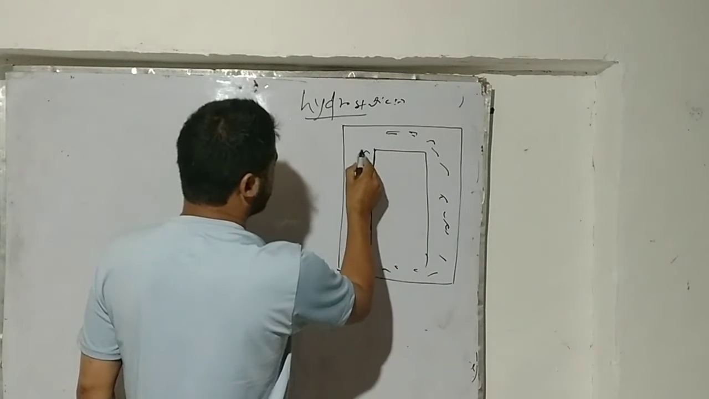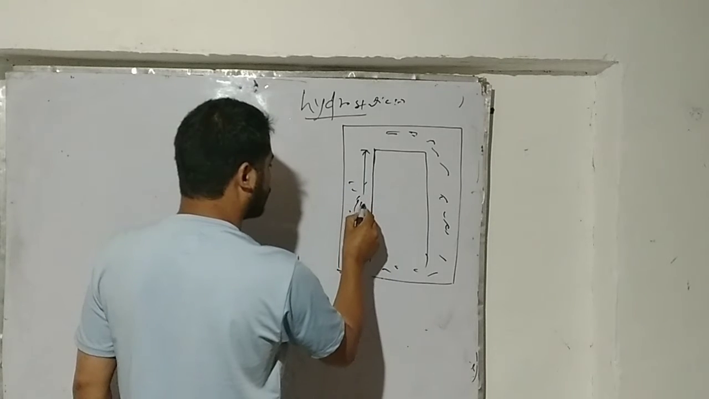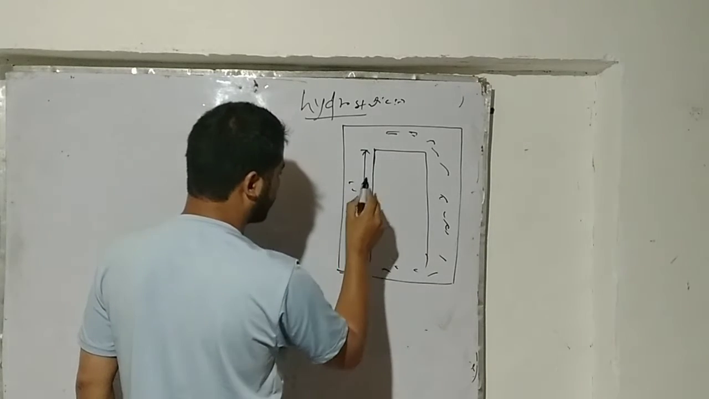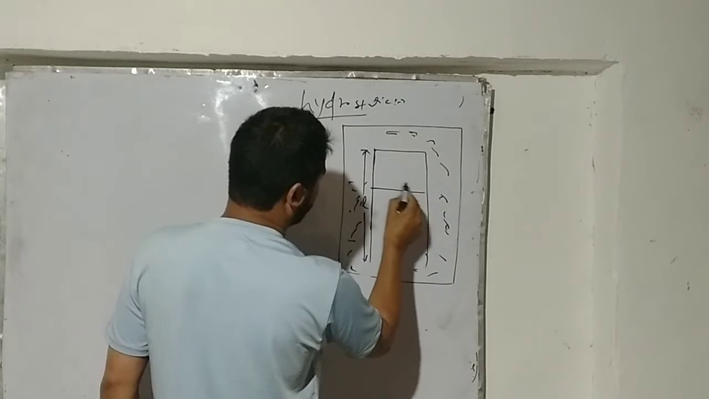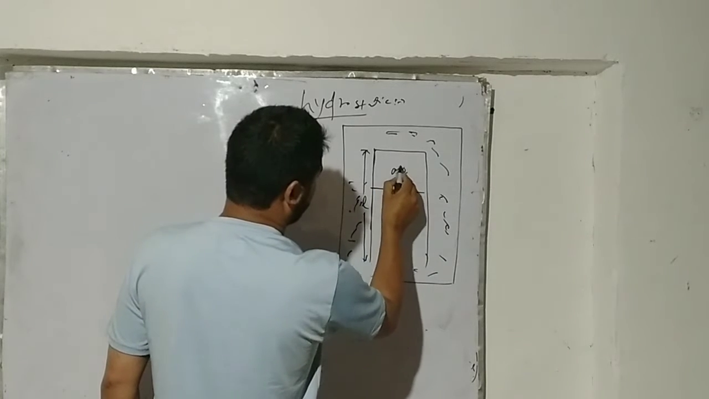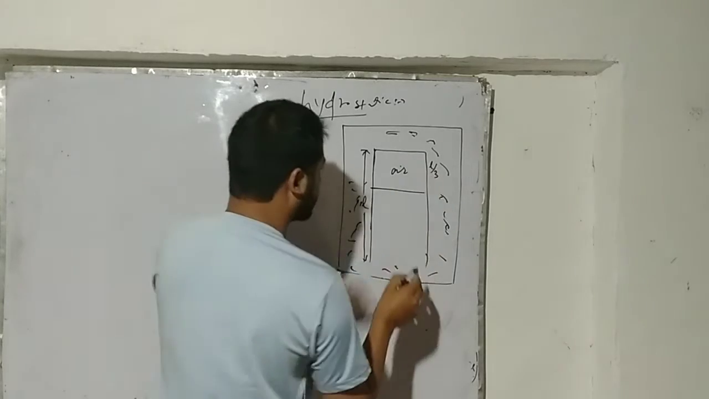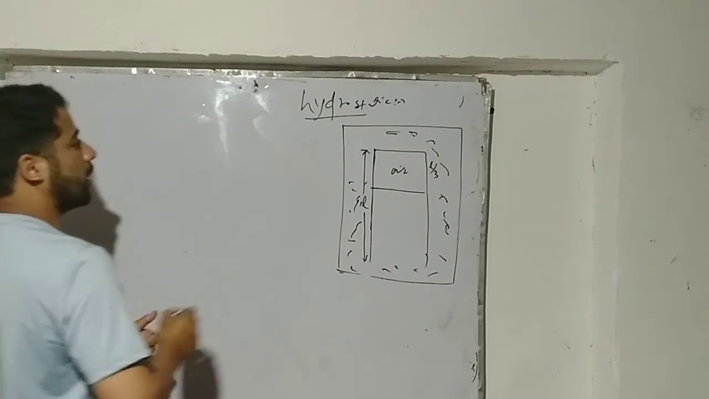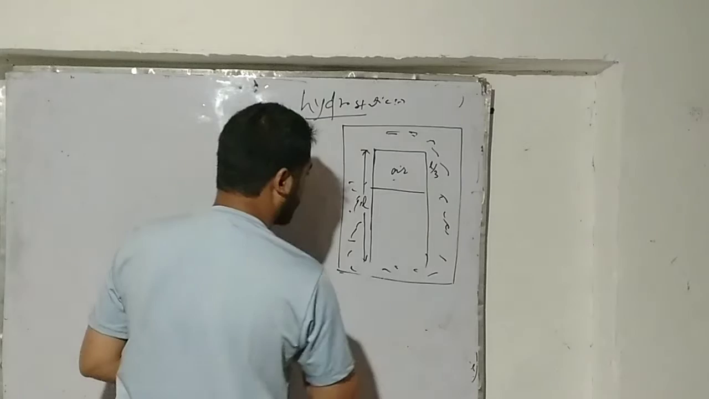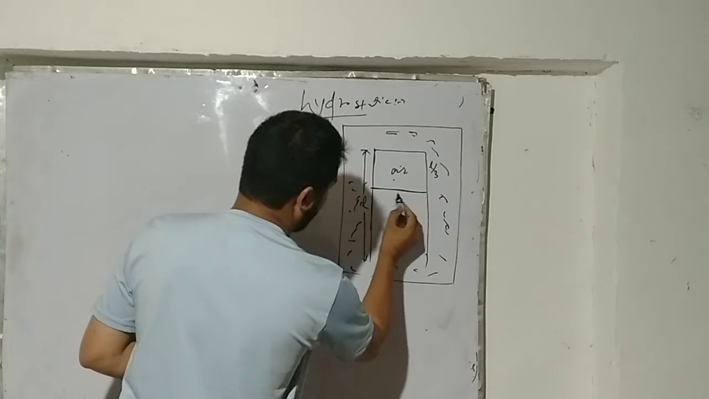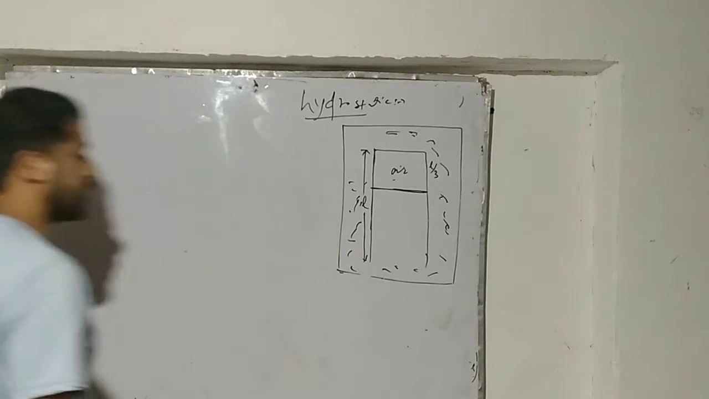If I assume the total length of this tube is L units, then L by 3 of the length of this tube possesses air. It means 1/3 of the length of the tube has air under this length. Up to this mark there is air inside the tube.